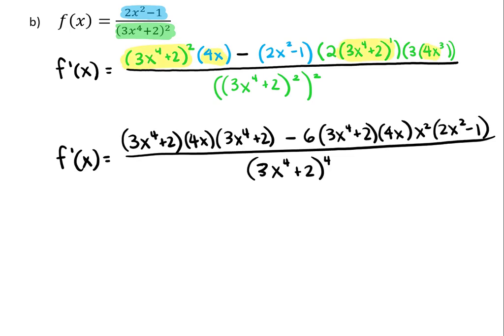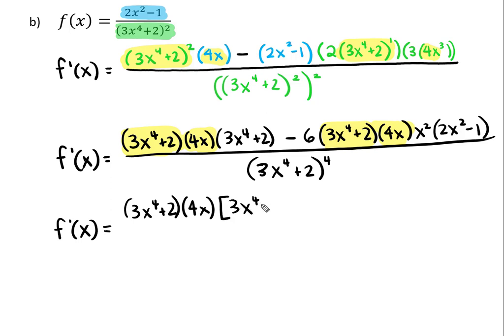Now I'm going to rewrite it, making sure that the parts that are highlighted, which are the same on both sides, are pulled out of all the other terms. And so you have the 3x to the 4th plus 2 left over, and then the 6, and the x squared, and the 2x squared minus 1 left over. And then rewriting it one more time, to factor out the parts they have in common, I leave in brackets the 3x to the 4th plus 2, and then minus the 6, the x squared, and the 2x squared minus 1.